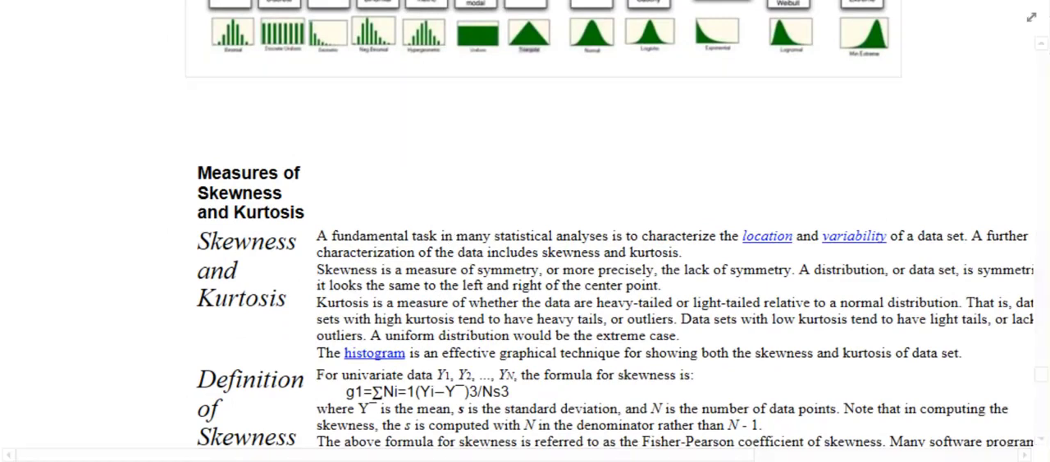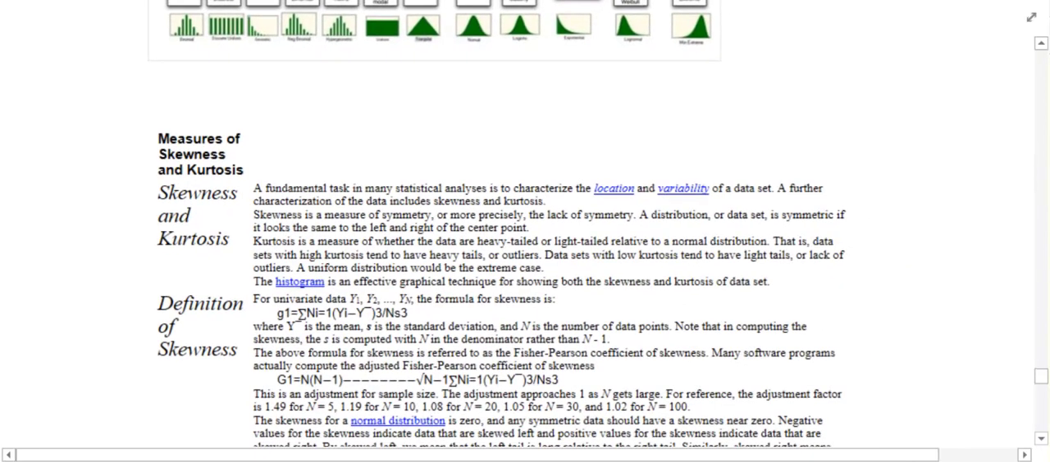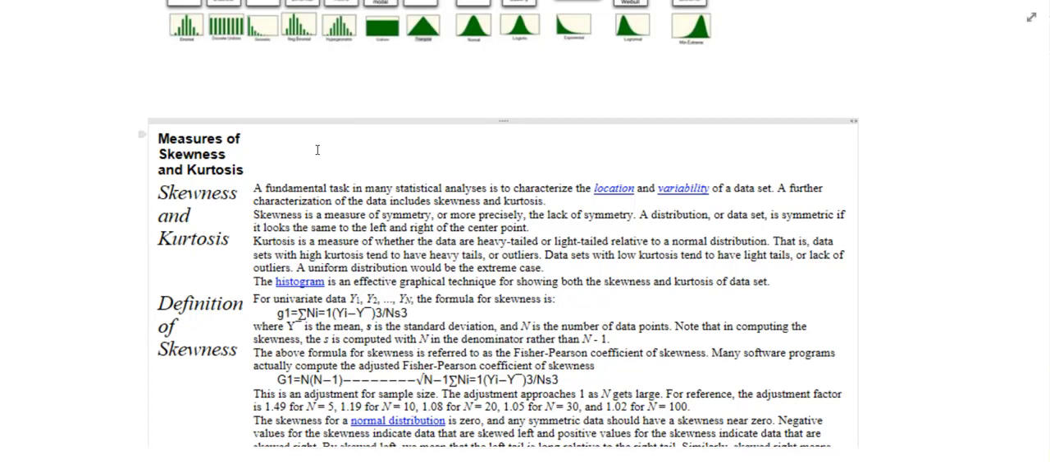One of the other things we look at, let me zoom back out again here so we can see this a little bit better, is skewness, which we talked about, and kurtosis. A fundamental task in statistical analysis is to characterize the location and the variability of a data set. And one of the characterizations of that is skewness and kurtosis.